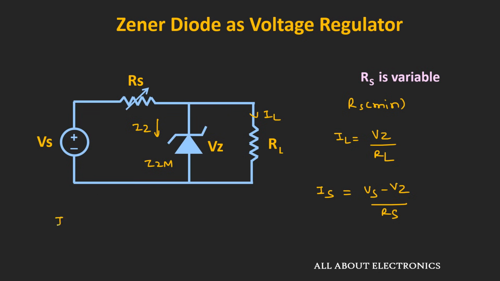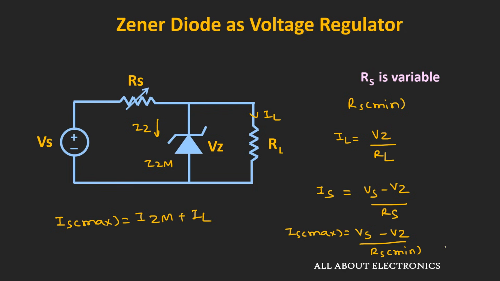So we can say that this Is max is equal to Izm plus IL. And from this Is max, we can find the value of this minimum series resistor. That means Is max is equal to Vs minus Vz divided by Rs minimum. So in this way, we can also find the minimum value of this series resistor. So based on this, let us take one example.